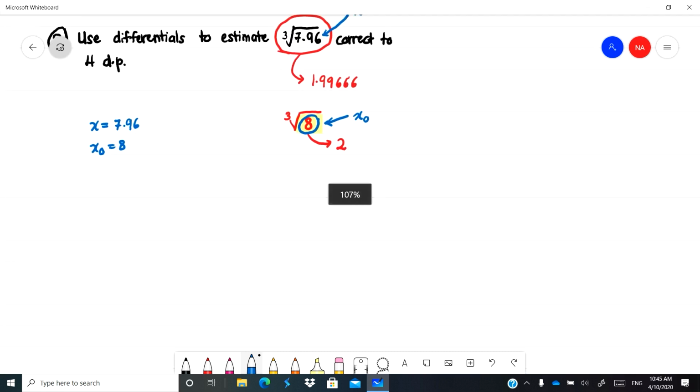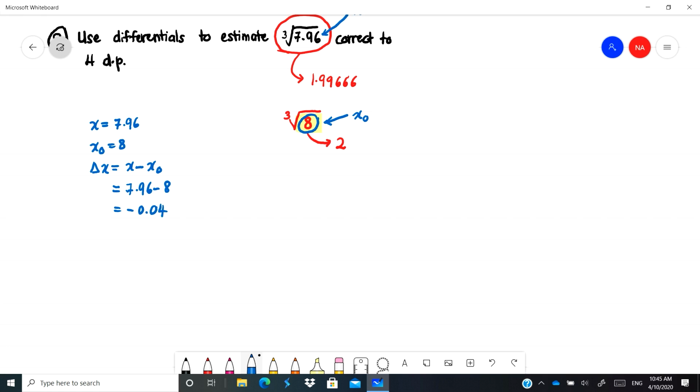We have to find Δx first. Δx is given by x minus x0. You have to memorize that. In this case, 7.96 minus 8 gives negative 0.04. That is Δx, the small change of the value x0.